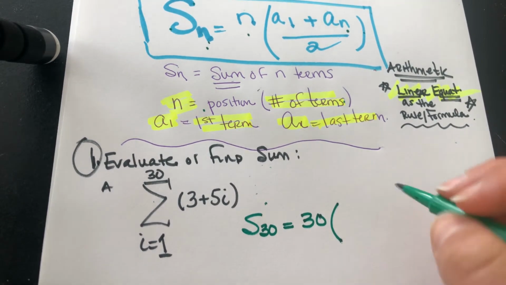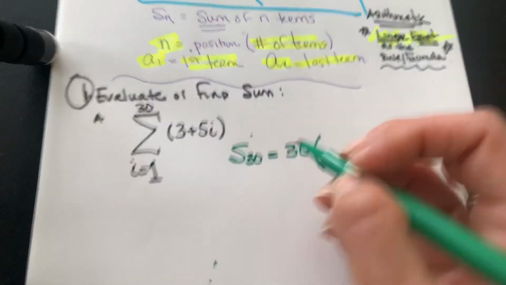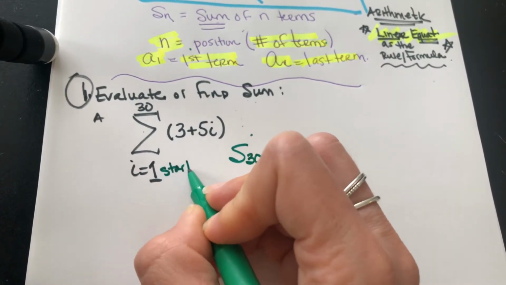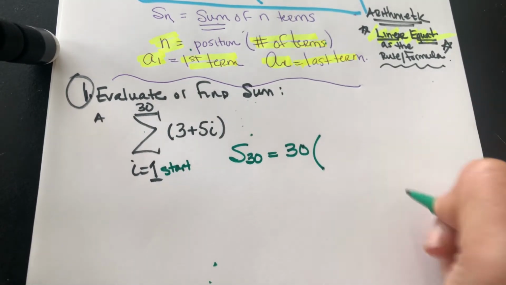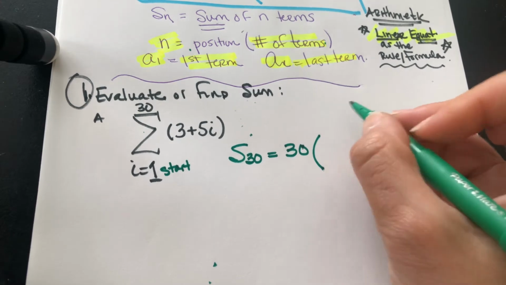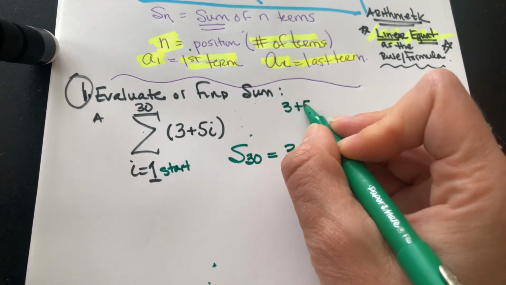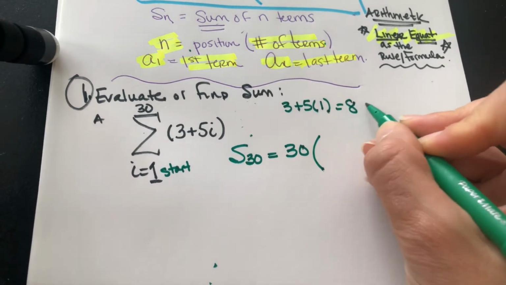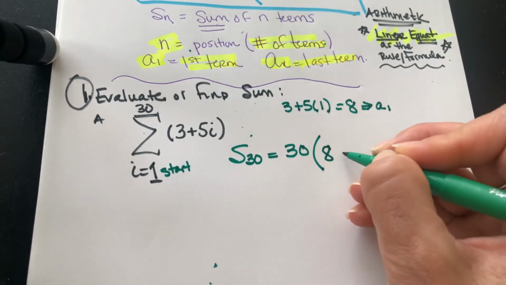And here you go. We need to find the first term. Well, easy to find the first term. You're starting at 1. So to find the first term, you're going to take 3 plus 5 times 1. So we have 8. 8, we can say, is our A1. That is our first term.